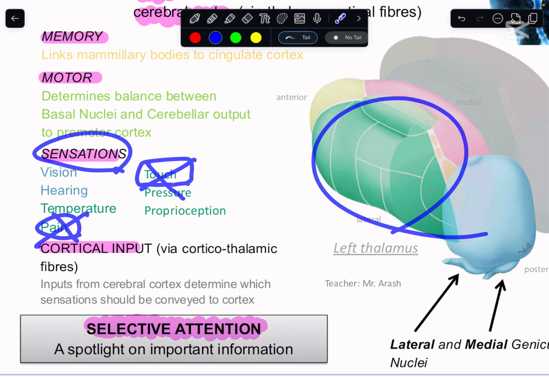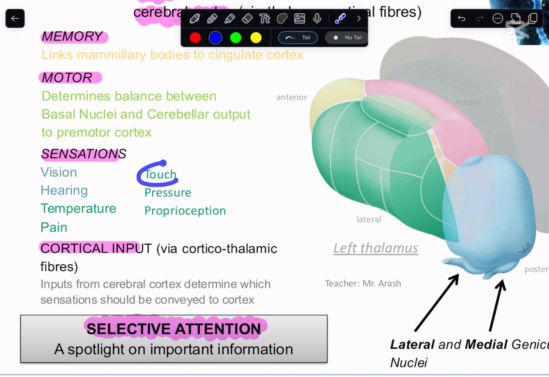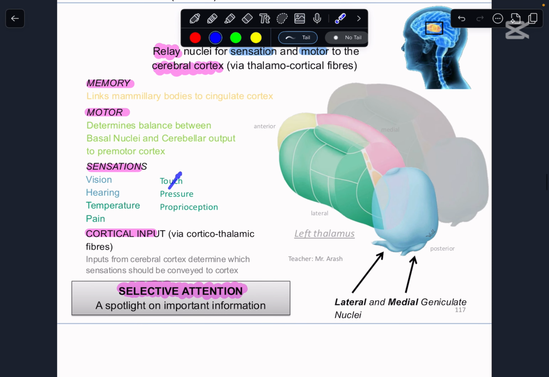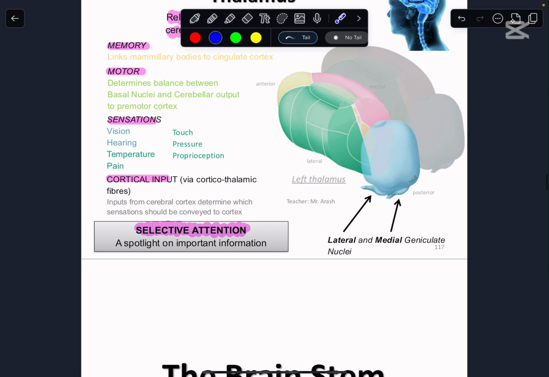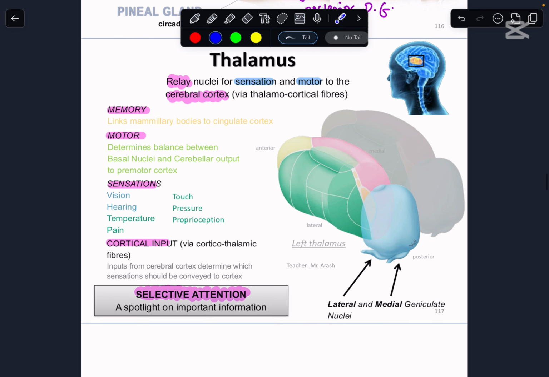And this could very well be because at the time you were heavily involved with something visually or auditorily, or maybe you were doing some activity, and your thalamus had essentially shut down the sensation of touch and pain and pressure. So you didn't realize it at the time. This whole selective attention and filtering of sensory input to your brain is the main job of the thalamus.